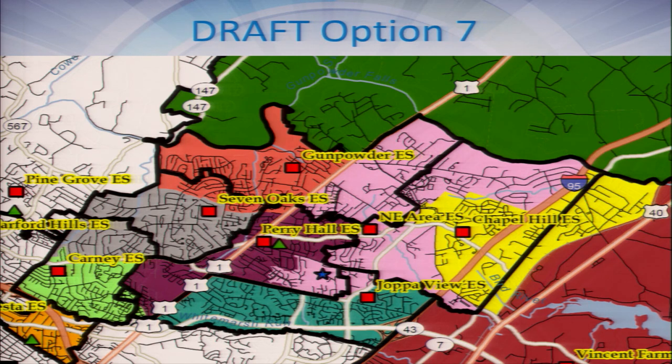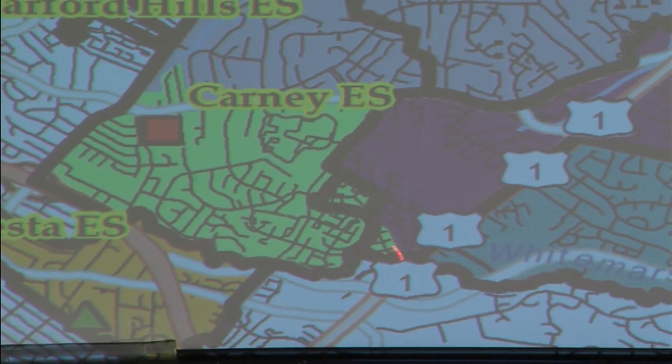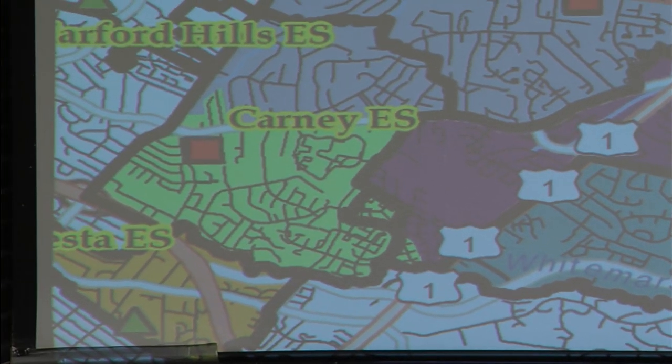This is a screenshot of option 7. You could see the new school stretches up in this area to relieve Gunpowder and also give Chapel Hill relief. It also stretches across to this new development area that I had talked about with the new planning block cut. And then it comes down to give Perry Hall some relief here. The enclave for Oakley is feeding into Kearney in this area, and Kearney also picks up a little corner of Perry Hall down here as well.